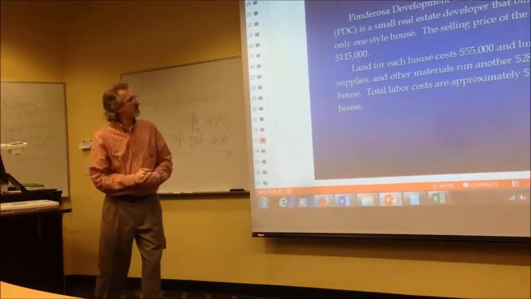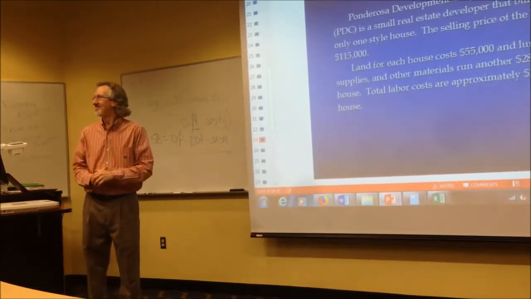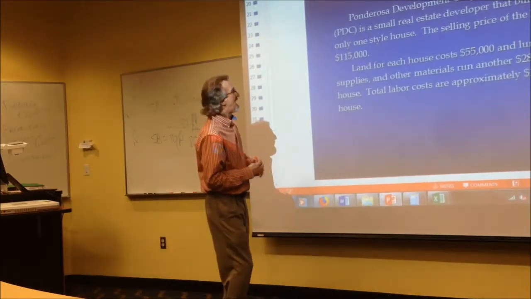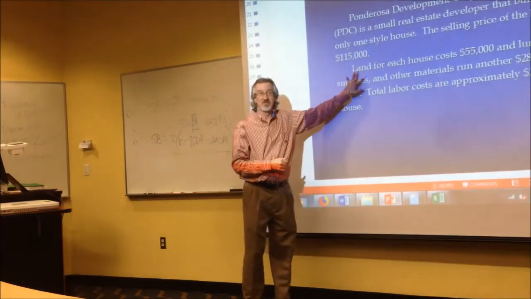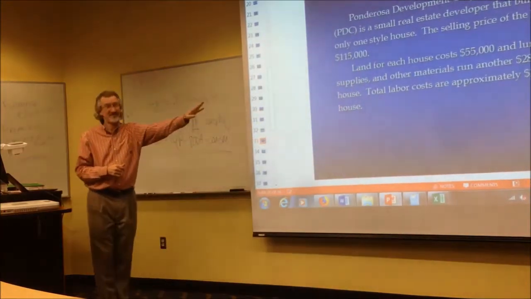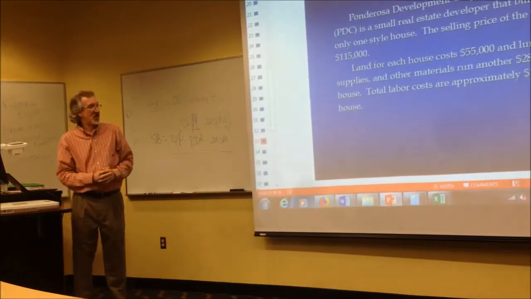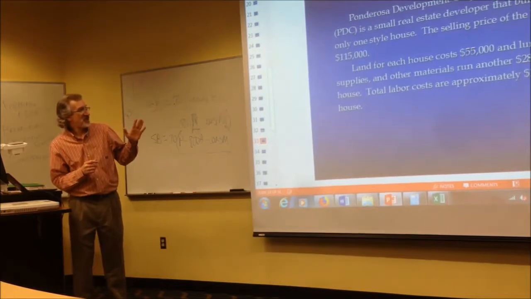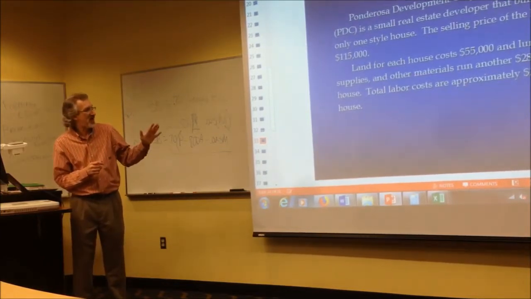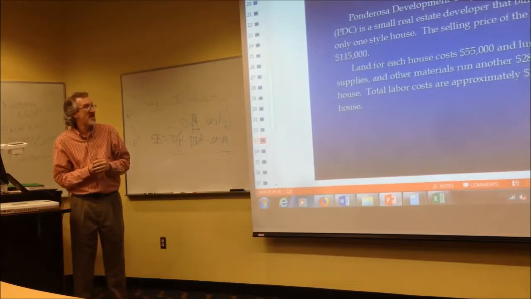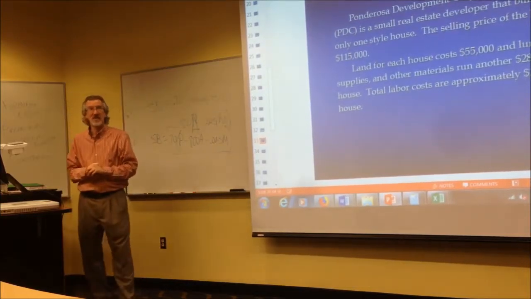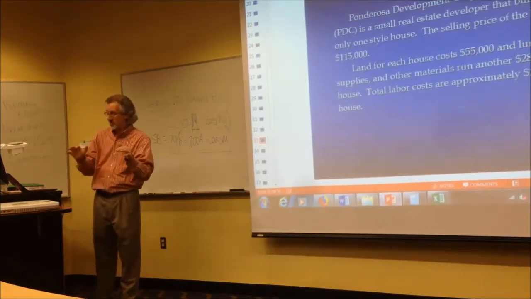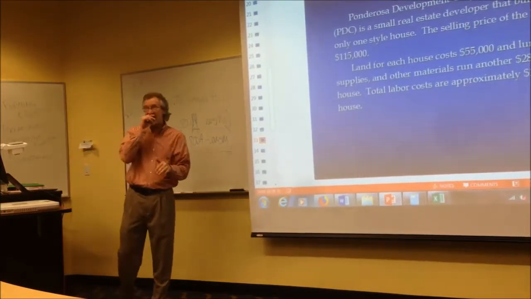This company builds one kind of house, right? They're new house builders. They only do one kind of house. And the selling price for this house is $115,000. Land for each house costs $55,000, and lumber, supplies, and other materials run another $28,000 per house. With me? All right. I want you to put yourself in the mindset as the company owner of this business that builds these houses. And I'm going to ask you some questions.